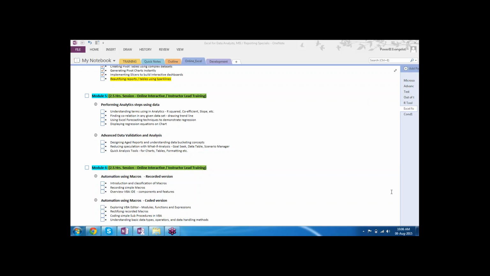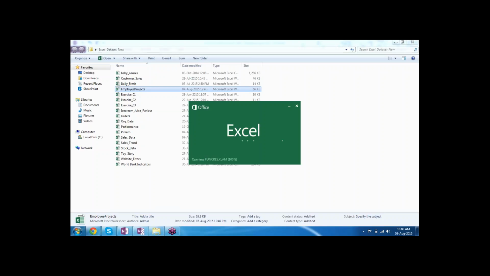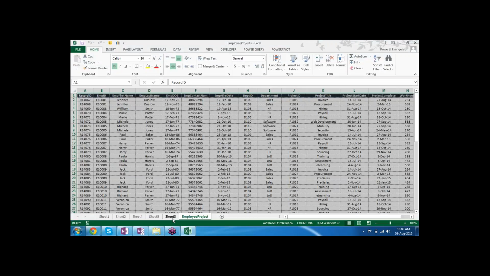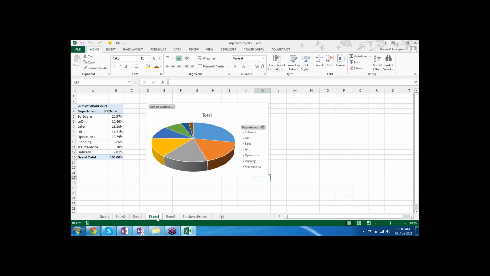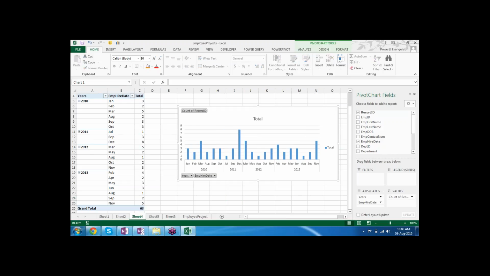Before moving on to any of the topics, I have something to speak about. Yesterday we were working with one file called employee projects, and we had made some charts, basically pivots, and there was a question for this particular place, and the solution is quite easy and understandable also. Yesterday we had made a chart based on this particular scenario.